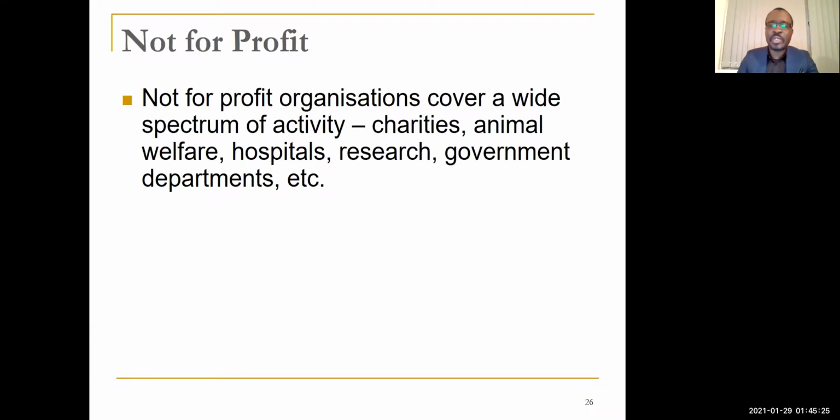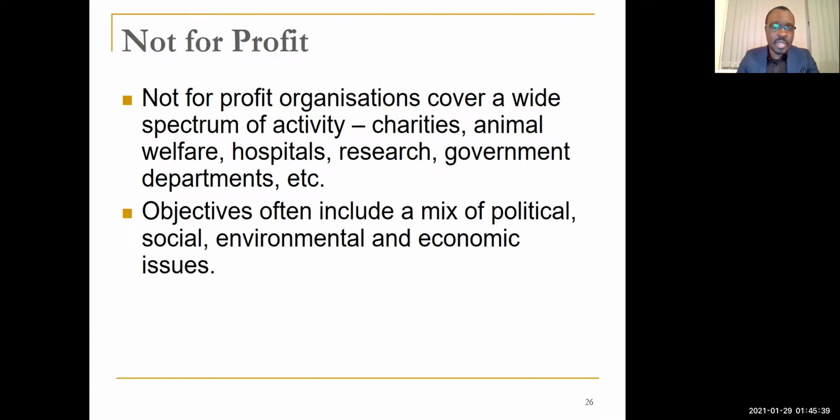And then we also have another type of organization, which is the not-for-profit. Like the name sounds, they do not operate for profits. So examples include the charities, animal welfare, hospitals, research, government department. UWS is a charity organization. You can always find it with our unique charity registration number, okay? Objectives will always include a mix of political, educational, social, environmental, and economic issues.